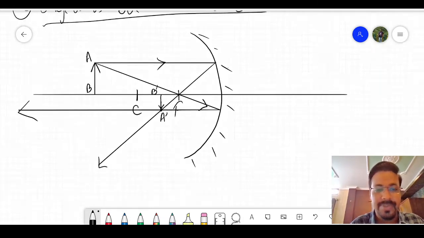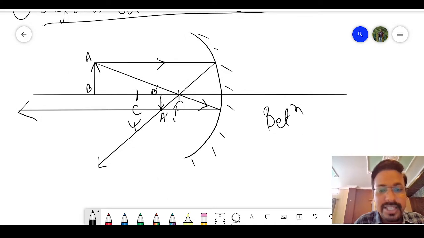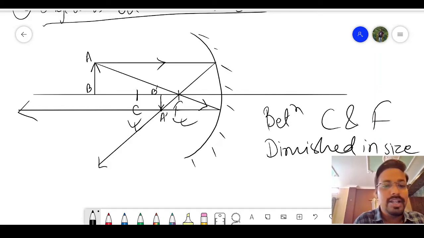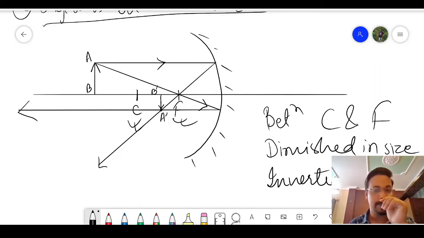So what are the features here? First of all, where is the image formed? It is formed between center and focus, between C and F. Then it is diminished in size. The size has become smaller. See, you can check. Look at the size of the object and look at the size of the image. The size of the image is smaller than the size of the object. Next, we need to see whether it is erect or inverted. Here the image is inverted, so we will write inverted. And whether it is real or virtual, obviously it is real because it is formed in front of the mirror. Hope you got this. These are the features.